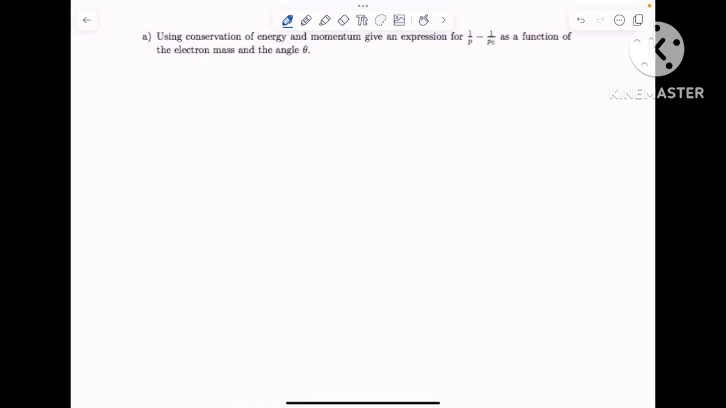For the problem about the Compton effect, first one, using conservation of energy and momentum, give an expression for 1 over p minus 1 over p0 as a function of electron mass and angle theta. First, the photon energy E equals hf equals pc. The next one, the initial condition E0 equals hf0 equals p0c.